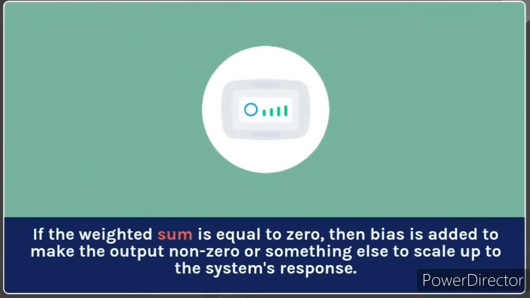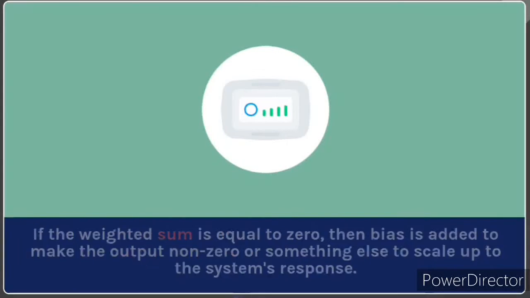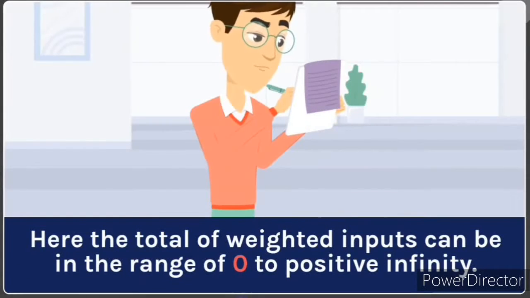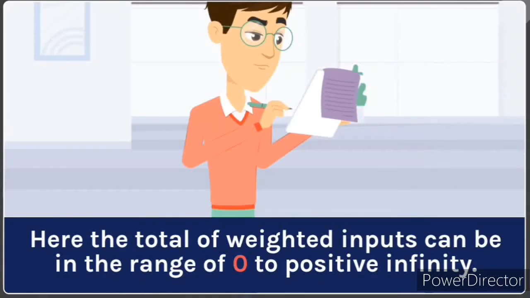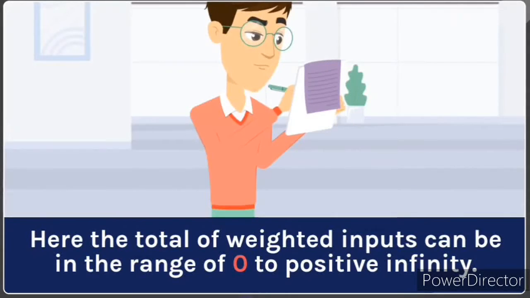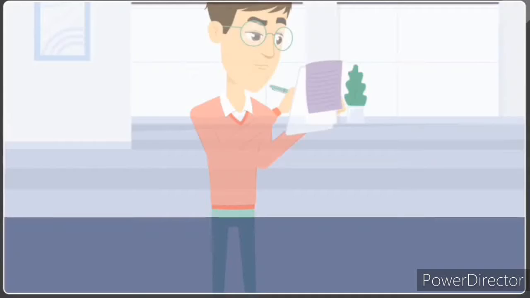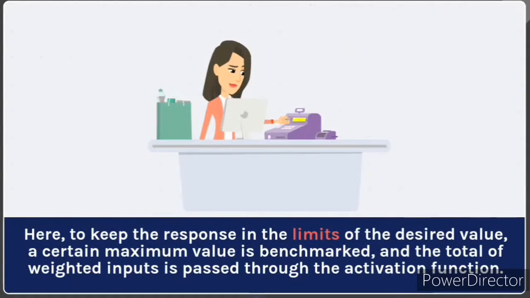If the weighted sum is equal to 0, then bias is added to make the output non-zero, or something else, to scale up the system's response. Here the total of weighted inputs can be in the range of 0 to positive infinity. To keep the response within the limits of the desired value, a certain maximum value is benchmarked, and the total of weighted inputs is passed through the activation function.